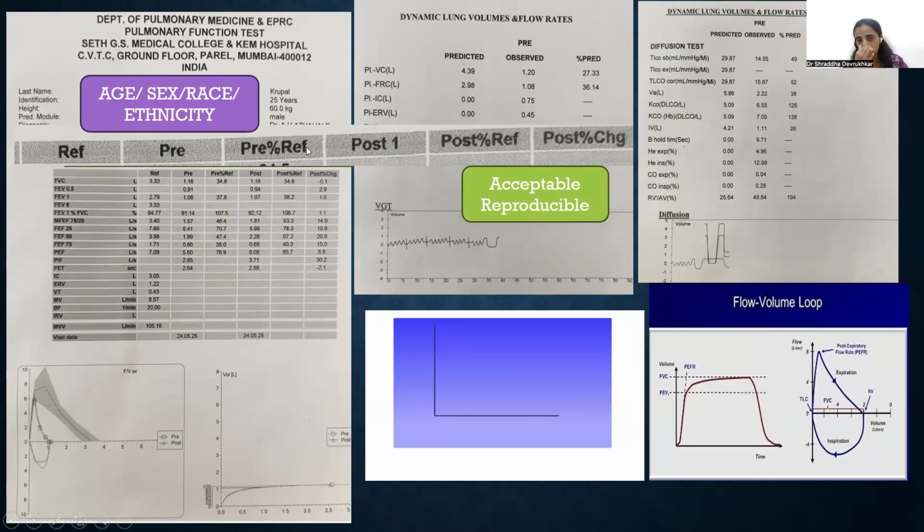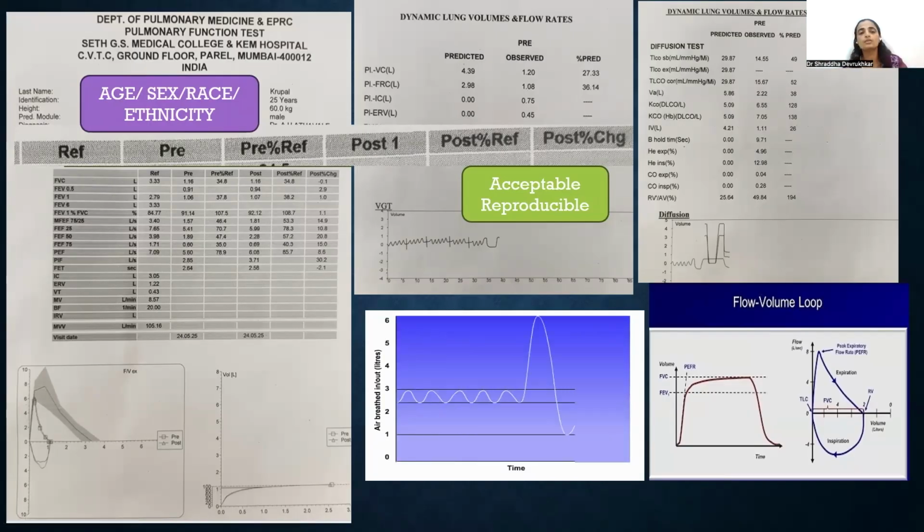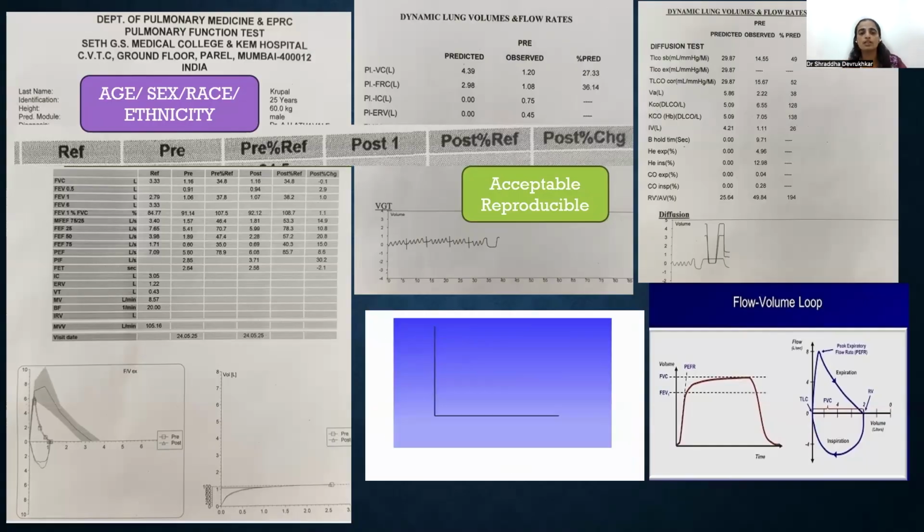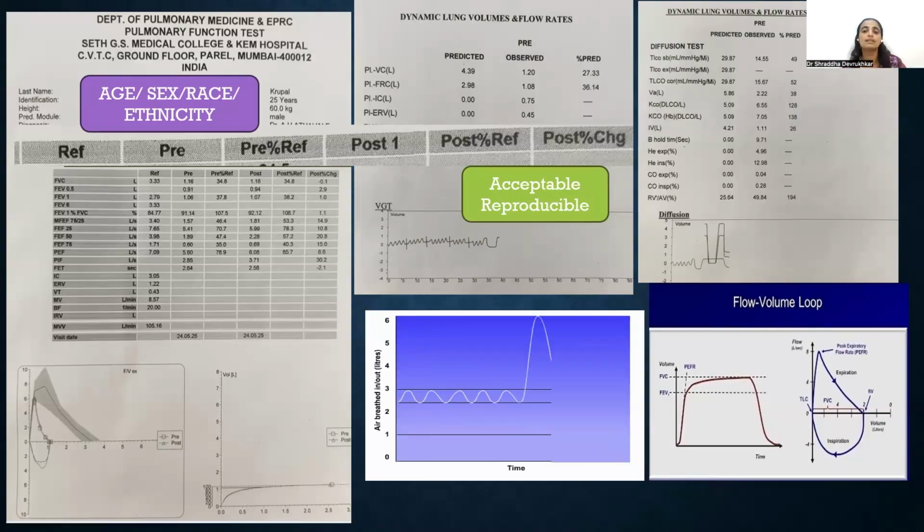But nowadays, if you go to the Western or European world, they have changed this to LLN, the lower limit of normal, and the Z score. So they look at how much deviation there is from the normal, but that is still not accepted in India. Most are following the old method because we don't have normal values for age, sex, and race for the Indian population. So we are continuing to use the same.